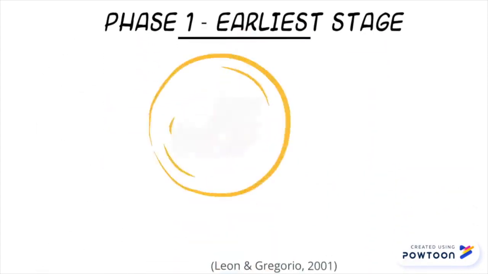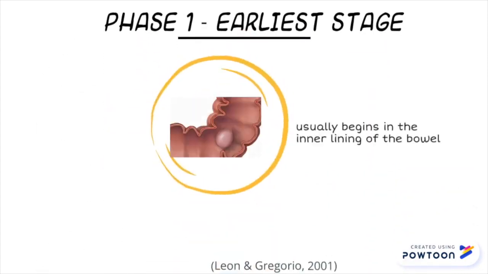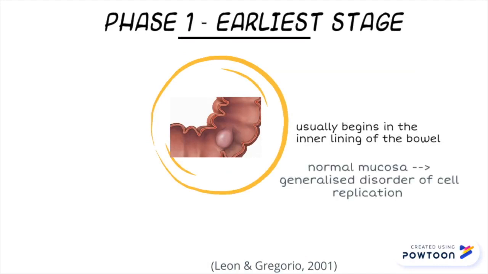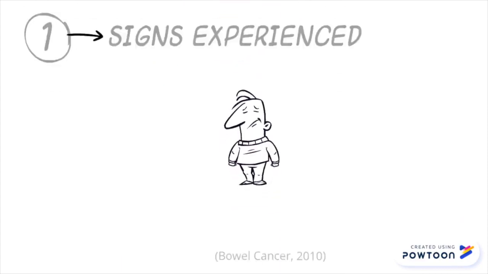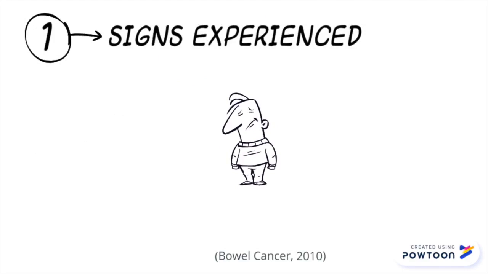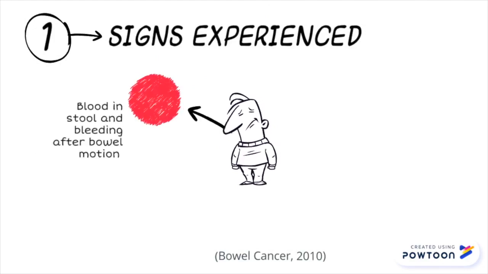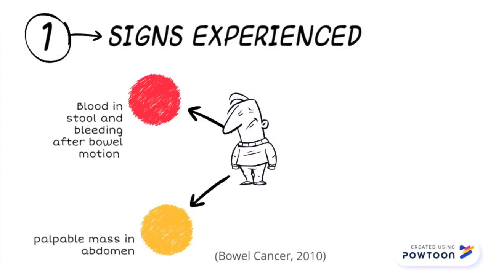The earliest phases of bowel cancer begin in the inner lining of the bowel. It starts within the normal mucosa with a generalized disorder of cell replication that results in growths called polyps. Bowel cancer is unique in the sense that signs and symptoms begin asymptomatically and don't show until the disease has progressed. A lot of patients who experience bowel cancer often have blood in stool and bleeding after a bowel motion, a palpable mass in the abdomen, and changes in bowel habits such as constipation and loose motions.